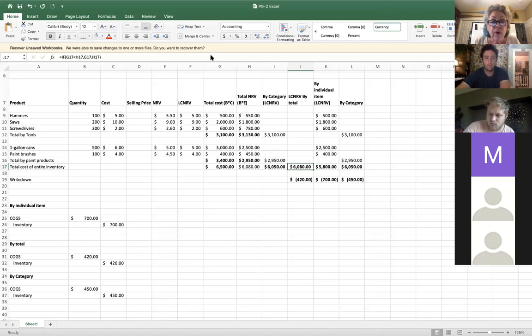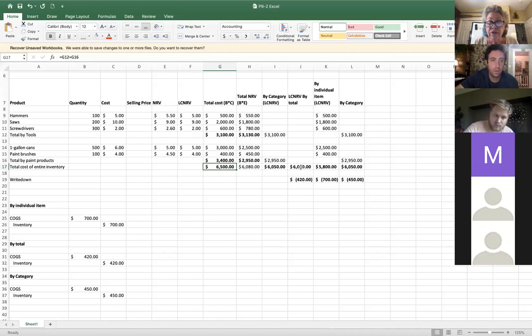Okay, so I've got a question. Where did the 420 come from? The 420 came from, remember, cost is what is in my inventory account. Cost is what is in my inventory account. When I compare it to my total quantity times my NRV, I see that NRV is lower than my cost by $420.